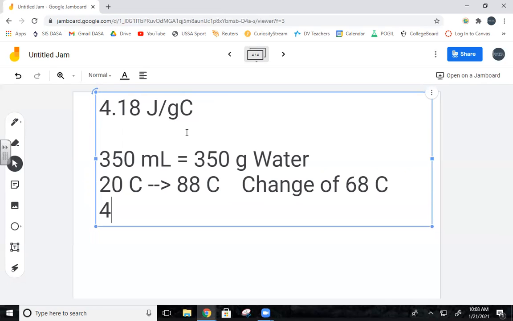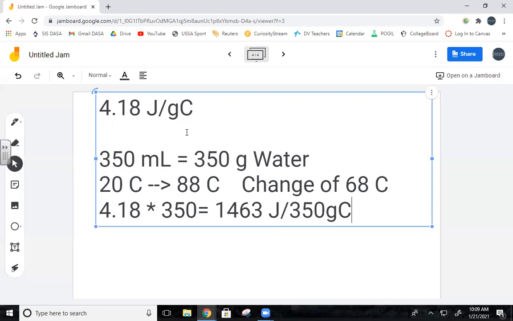If we do 4.18 multiplied by 350, that'll give us, I'll do the math here for you, 4.18 times 350. That gives us 1,463. And the new unit that we can use is joules per 350 grams Celsius. See how we did that?